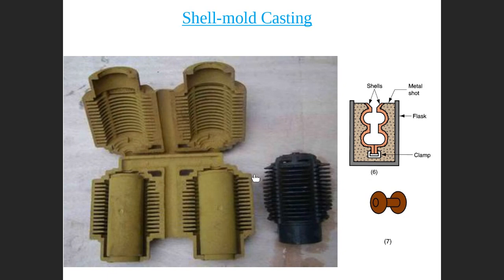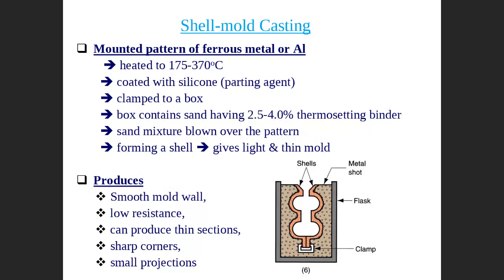This is a shell mold cast. When you look at the shell mold cast, you can see that in preparation, the pattern is heated up to 175 to 370. Actually, we are heating the pattern.